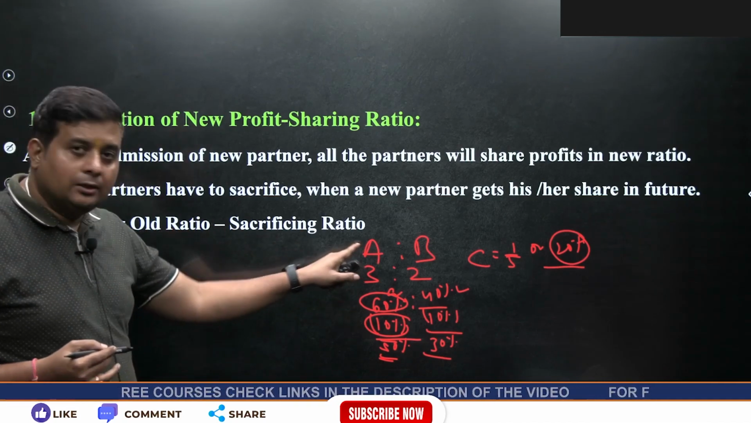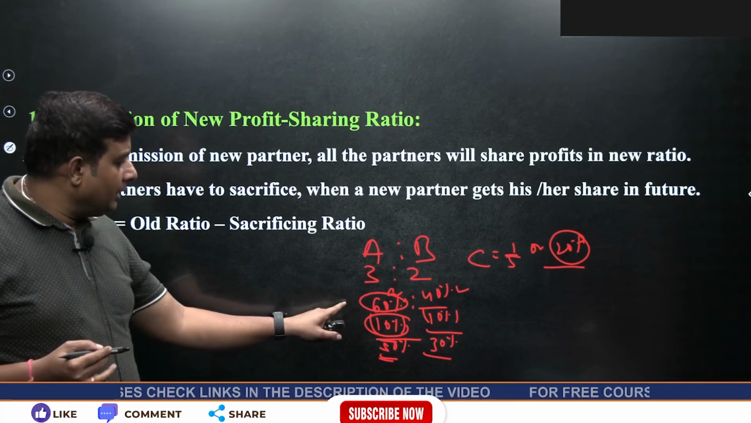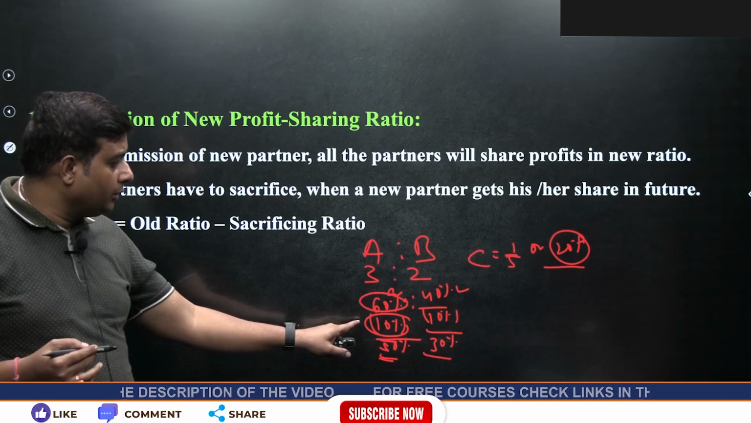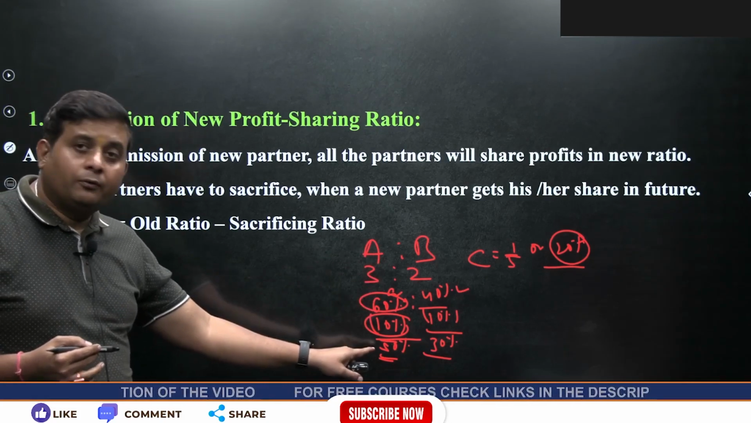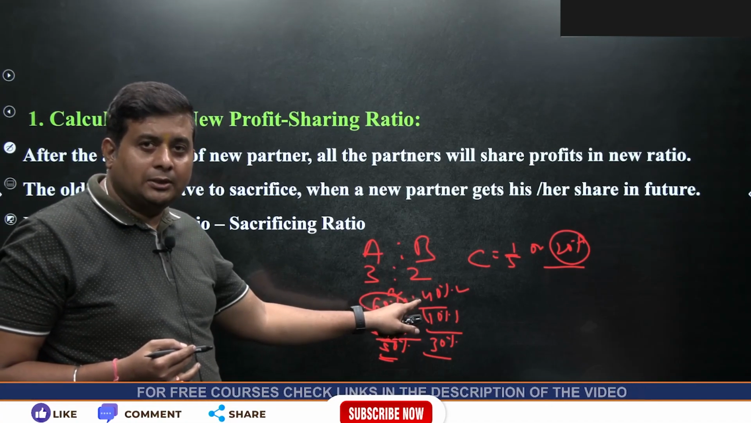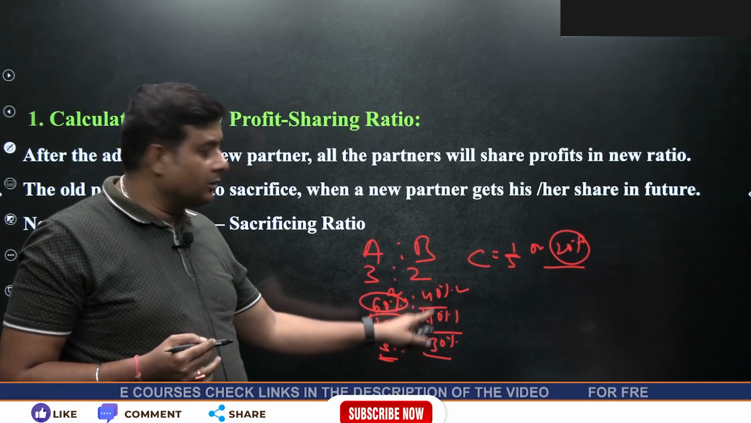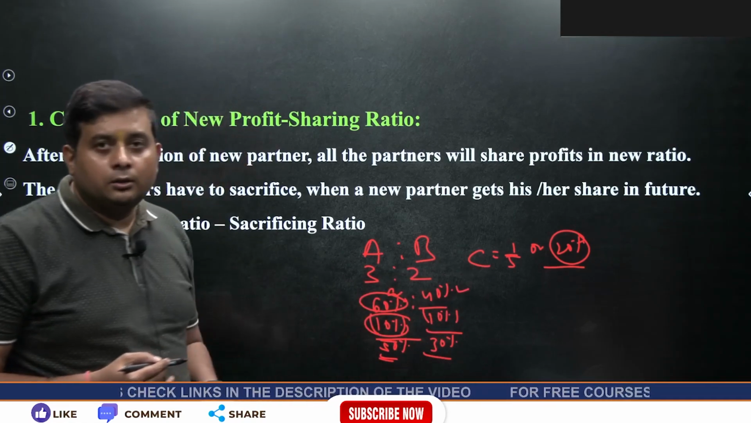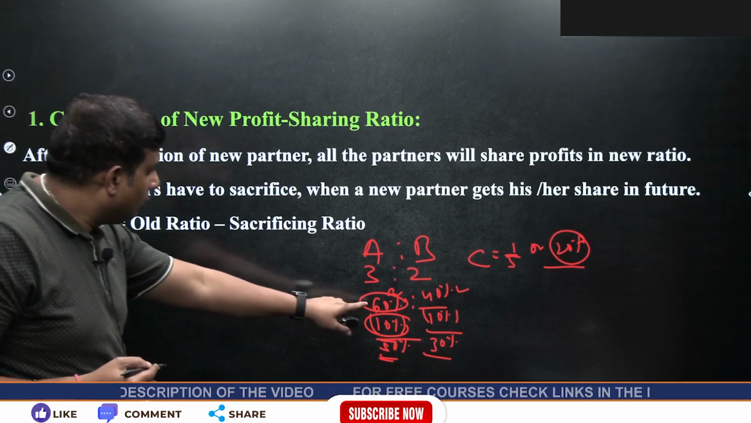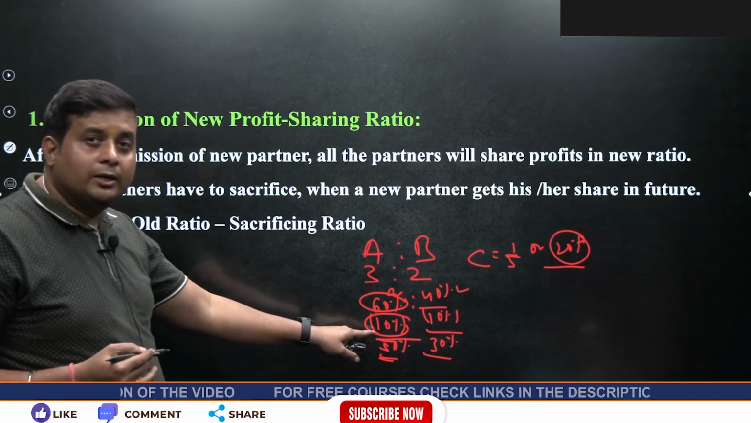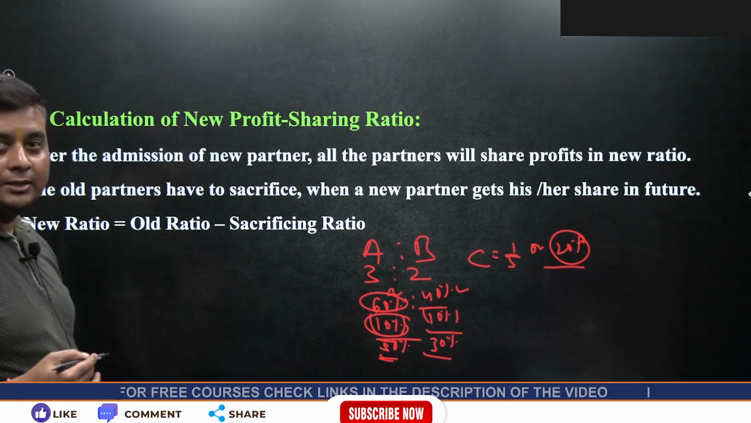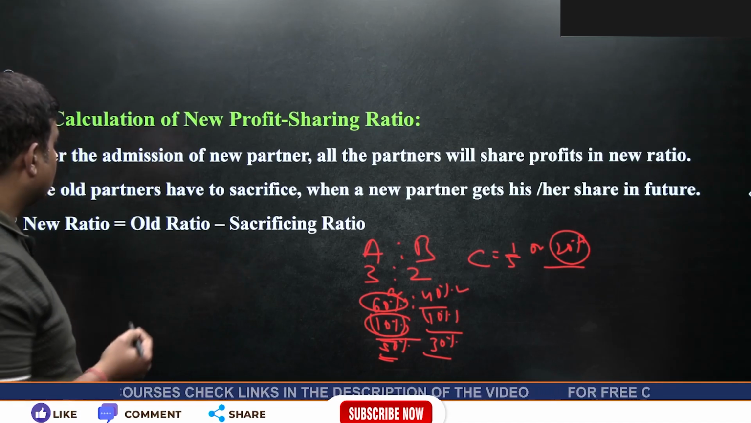You must have noticed in the case of A and B respectively, A has 60% as the old share. After contributing 10% to C, he comes down to 50%. Similarly with B: earlier he had 40% of the share, and after contributing 10% in favor of C, he comes down to 30%. So to ascertain the new ratio, what have we applied? The old ratio is 60% and the sacrificing one is 10%, so the formula is old minus sacrificing. But we can make it simpler also.